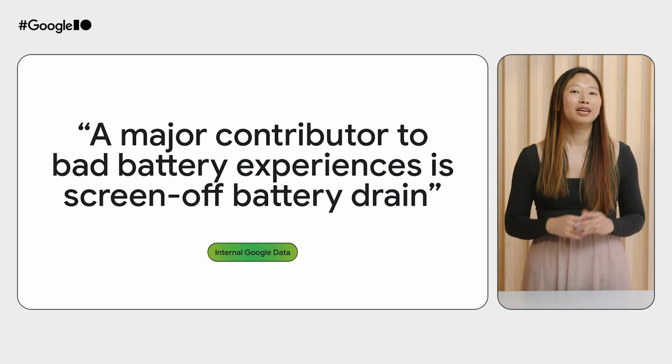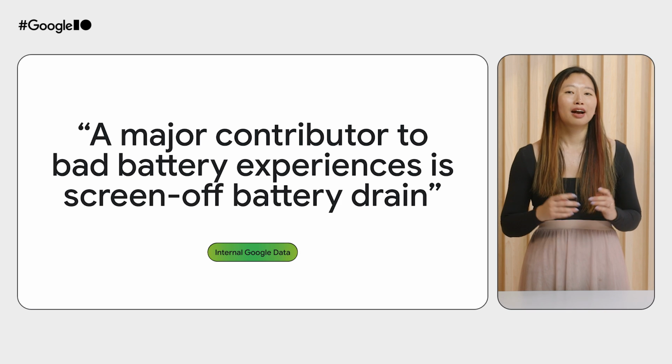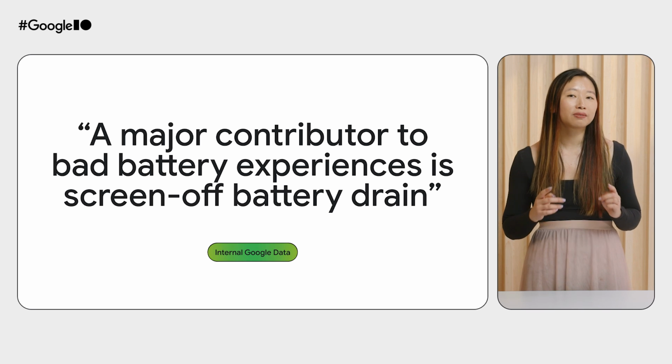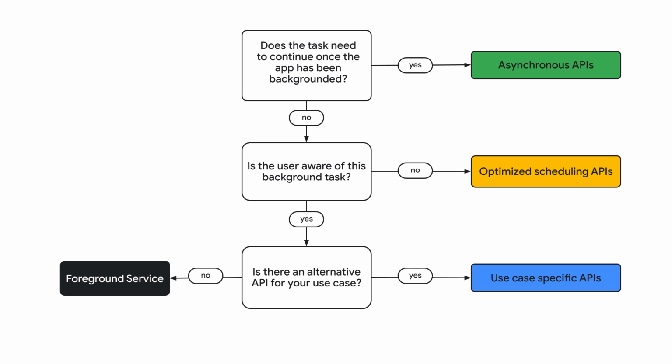Thanks, Philip. Wow, that was quite a journey we went on. Let's recap what we learned. We learned about how background work and power consumption are connected. A major contributor to bad battery experiences is actually screen off battery drain. Developers should not solely rely on system optimizations to improve battery life. We learned about how to select the most optimal APIs for running work in the background using this flowchart, as well as best practices using optimized scheduling APIs and foreground services.